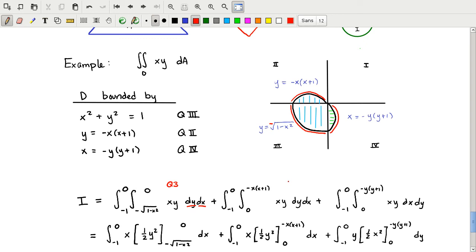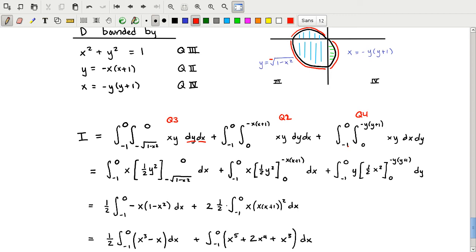Here's the integral in quadrant 2. Lower bound y equals 0, upper bound y equals negative x times x plus 1. Then for x, boundaries are negative 1 to 0. Finally, in quadrant 4, we do lower bound on x, 0, upper bound on x, negative y times y plus 1, and bounds on y, negative 1 to 0.